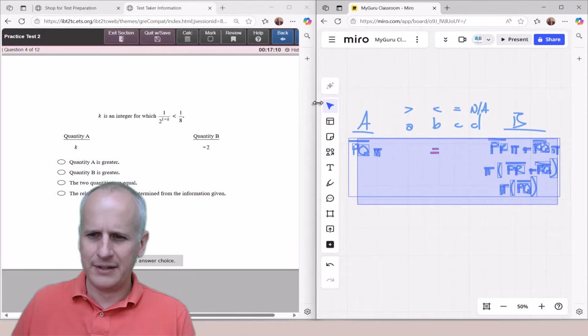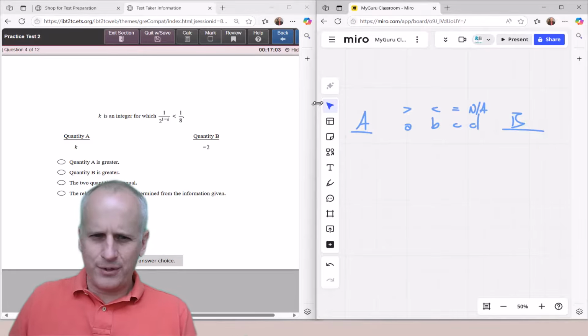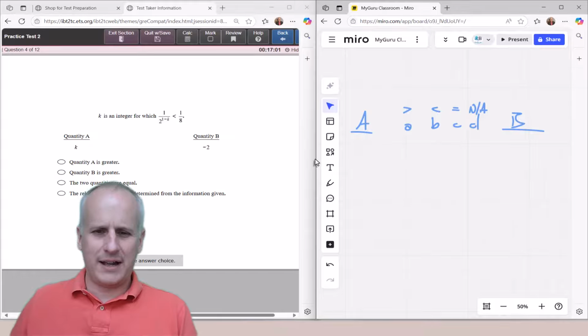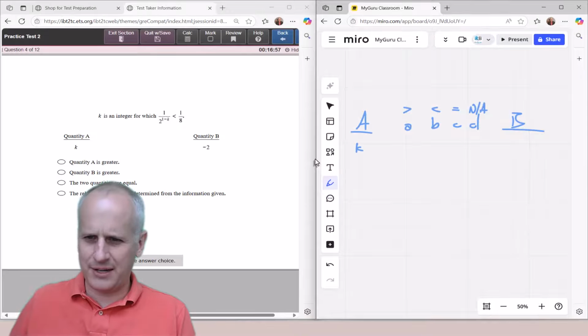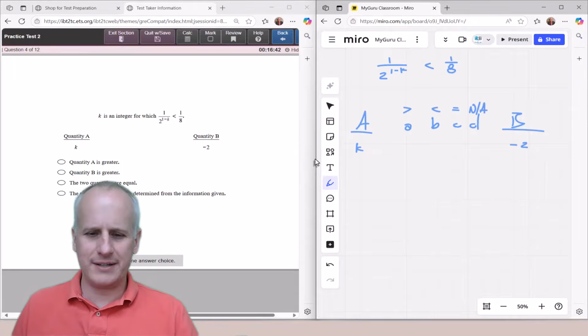We'll clear out the work underneath for ease of use of that structure once more, and we can see we've got our first notes up top that we'll have to take. So we're going to have k here, we're going to have -2 over here, and we know k is an integer for which 1 over 2 to the 1 minus k is less than 1 over 8. So here is one of those situations where I can do this a couple of ways.